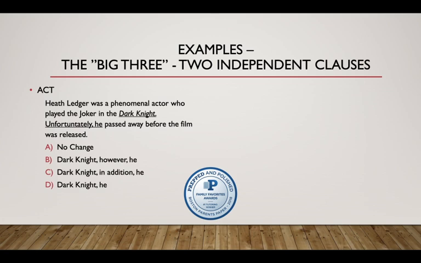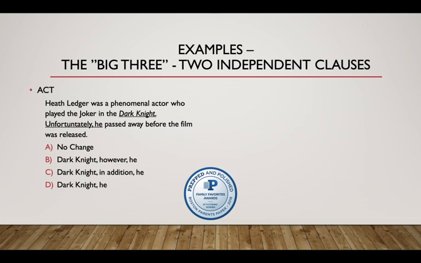Now here's the thing. How do I know if I have an independent clause? Well, there's a couple of ways we can do that. First of all, do I have a subject and a conjugated verb? Well, let's look at the first part before that period. Heath Ledger was a phenomenal actor who played the Joker in The Dark Knight. I have my subject, Heath Ledger, the conjugated verb was, and a phenomenal actor who played the Joker in The Dark Knight. Correct. We have an independent clause.